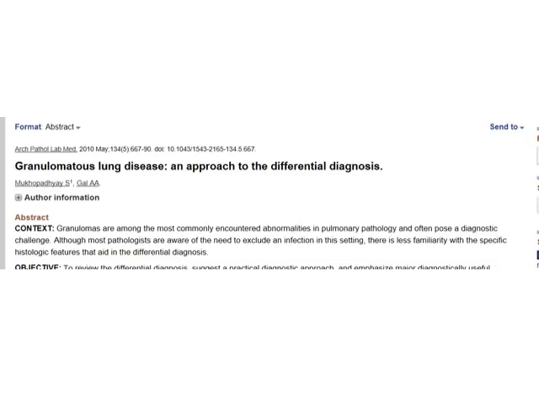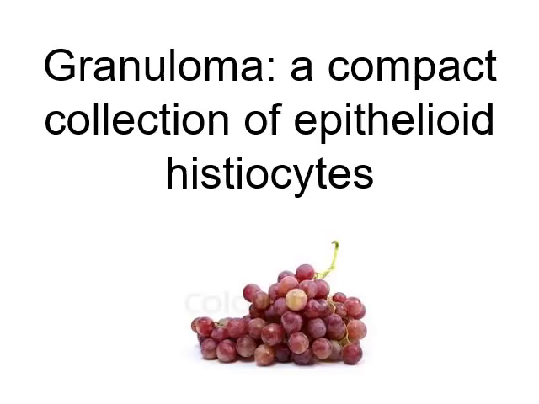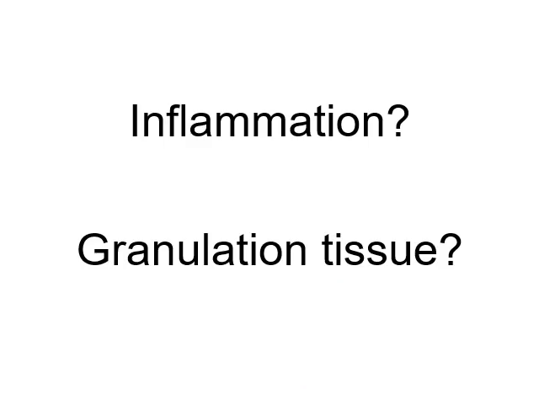But we'll cut to the chase and go straight to the definition. A granuloma is a compact collection of epithelioid histiocytes. Now that's really a mouthful, but if you think of it, it's just like a bunch of grapes. It's a compact collection. That means it's bunched up. It's not just single grapes scattered here and there. And each grape, you should think of that as an epithelioid histiocyte, which is just a kind of cell. So it's just a compact group of a specific kind of cell, and why it forms and what it looks like is the subject of this presentation.